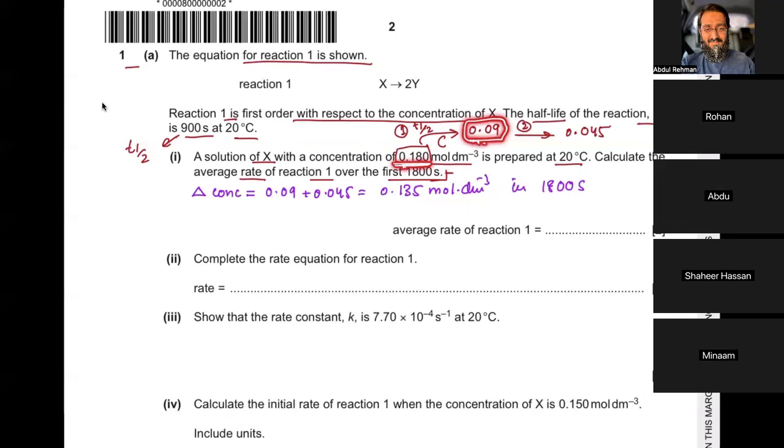Now this is the initial concentration for the next half-life. And after the next half-life, this much amount is going to be used up, isn't it? So this much amount of X is going to be used up in the first 900 seconds, and this much amount of X is going to be used up in the second 900 seconds. So the total amount which is decreased or used up is this much in 1800 seconds. Is this clear?